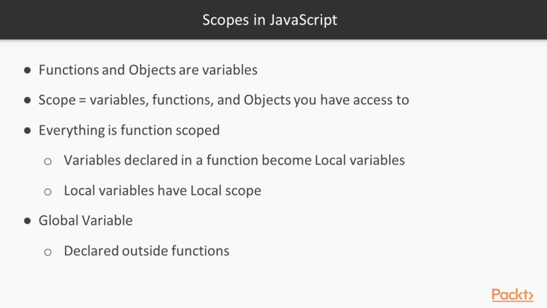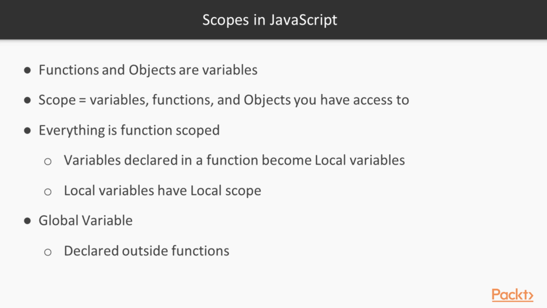In JavaScript, the functions and objects are all variables. So what is a scope? Well, scope is nothing but the variables, the functions, the objects you have access to at any point of execution. Everything is function scoped, as we say in JavaScript, meaning if you declare a variable, its scope is the function. So variables declared inside a function become local variables, and local variables have local scope, meaning these variables cannot be used outside of that particular scope.